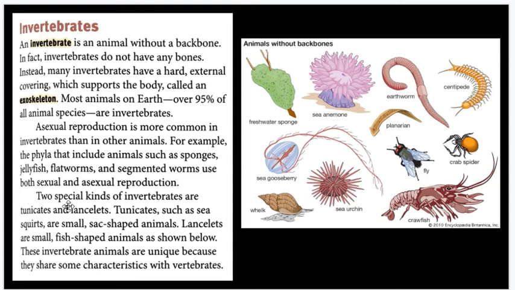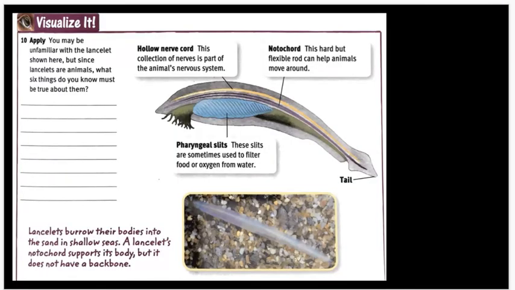There are two very special kinds of invertebrates that are called tunicates and lancelets. They're very unique because they have many characteristics that are similar to vertebrates. This creature over here is called a lancelet. It is an invertebrate because it does not have a backbone, but it has something similar to a backbone, which is called a notochord. The notochord is a hard but flexible rod that helps the animal to move around.